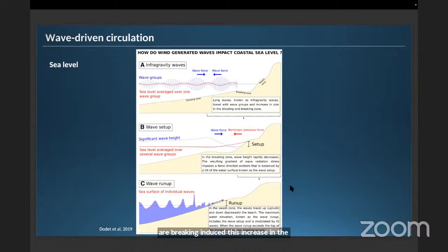And there is a third change in water level, which is really what is happening on the beach, and which is named the run-up. This is the difference in the water level depending on the swash, this back and forth motion of the waves on the beach. But this is not a change in the mean sea level at this point.